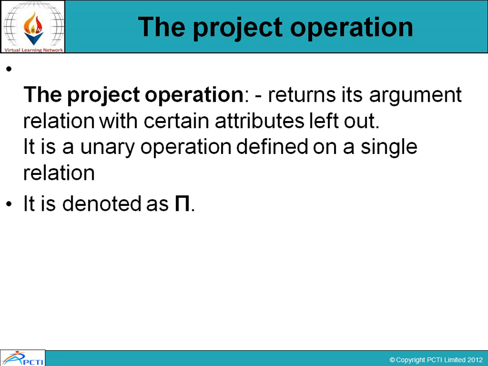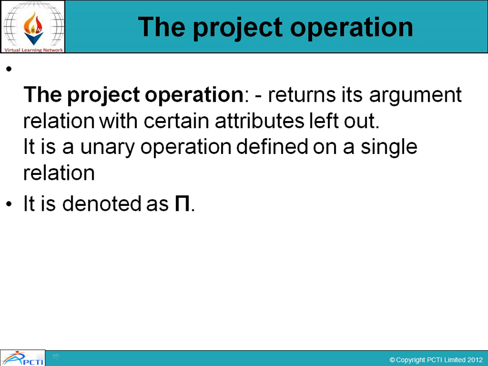This was the example of select operation. Now the next operation we will apply is the project operation. In the select operation we take out the particular number of rows as required by the user, but in project operation we take out the particular number of columns of the table, which are also called attributes. The project operation returns its argument relation with certain attributes left out.